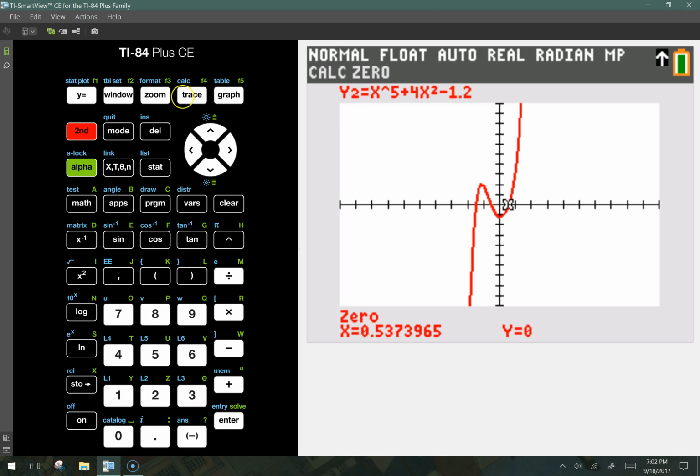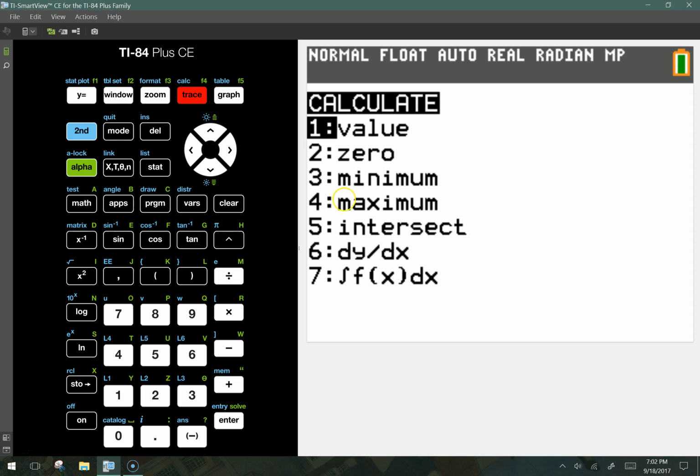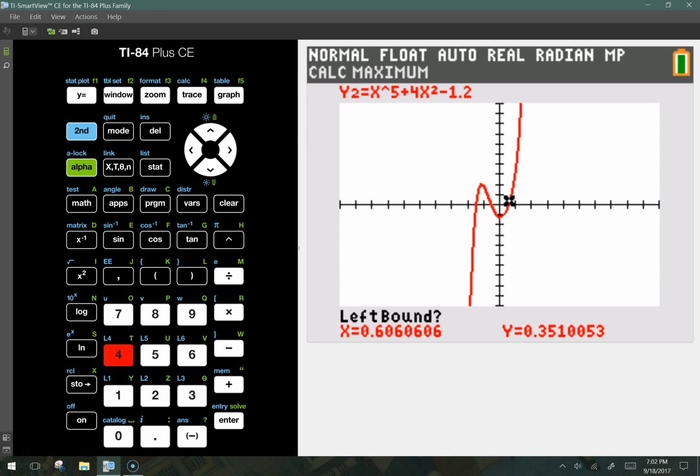So let's go back to second trace, and this time let's find the maximum. So we're going to choose option number 4 this time. Now notice here I'm finding the maximum. It tells me that up at the top of my calculator. Be sure that you're putting the left and right bounds for this maximum. Don't get mixed up and do that minimum.